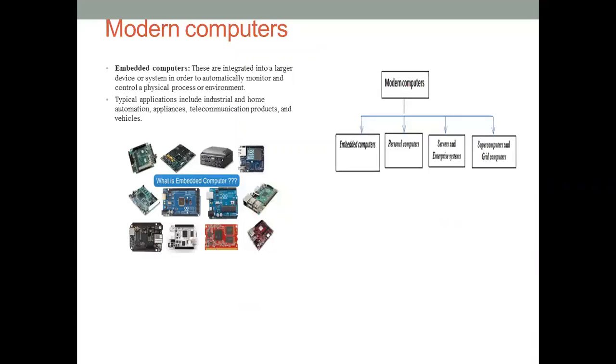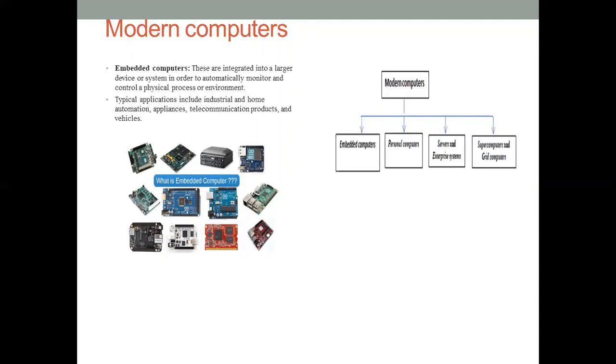Computers can be classified into 4 major categories. The modern computers can be classified into 4 major categories. First category is embedded computers. Second category is personal computers. Third category is servers and enterprise systems. Fourth category is supercomputers and grid computers.